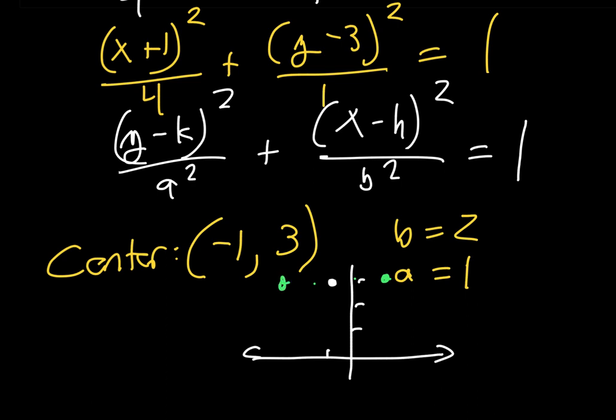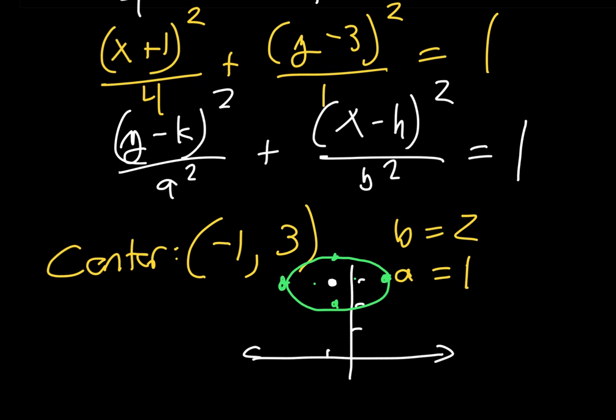In the y direction, the value under the y component is 1, which is a squared. The square root of 1 is 1. So I'm going to go 1 in the y direction. So I go up 1. Oop, put my dot there. Up 1. I go down 1. And now, sort of, that is how you would draw the ellipse.